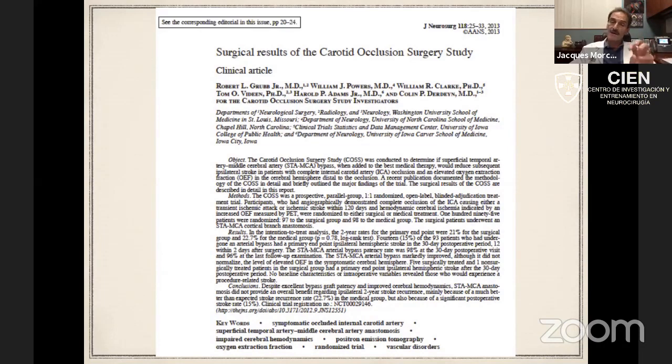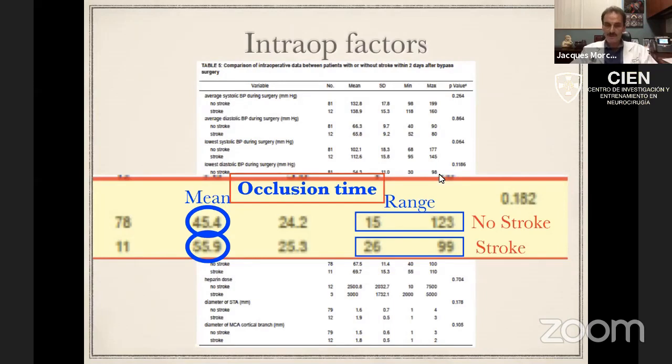When they then published the results of the surgical group, Bob Grubb, who's a co-PI with Bill Powers, analyzed the surgical group of the COS study. I want to draw your attention to the occlusion time to do the bypass, which I feel is very long. 45 minutes occlusion time to do the bypass in the hands of what should be experienced surgeons. 45 minutes in the group that did not have a stroke, 55 minutes in the group that did have a stroke. However, there was no statistical difference.